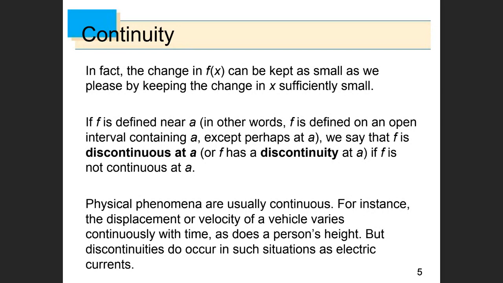What does that actually mean? It means discontinuity. So discontinuity simply means that it's not actually defined. So it means that the limit either does not exist, or f of a is not defined, or f of a is different from the limit as x approaches a. If a function is not continuous, then we say it is discontinuous.